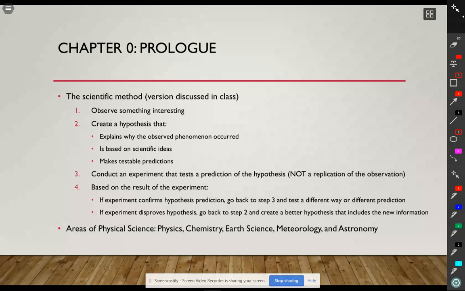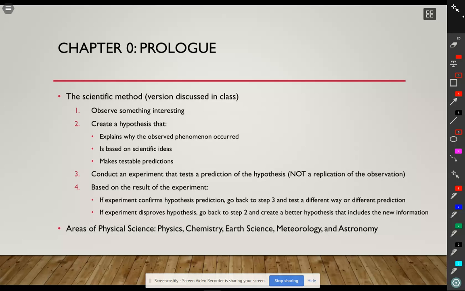Based on scientific ideas, it needs to explain what's happened and make testable predictions. So a testable prediction for Aristotle's idea: if I take something that has less earth and more air, this natural position is not as much on the ground, so it should fall slower. That would be a prediction that hypothesis would have made. Whereas using the one we accept today, you'd have a different set of predictions. So it has to explain why the observation occurred, be based on scientific ideas, and make testable predictions.